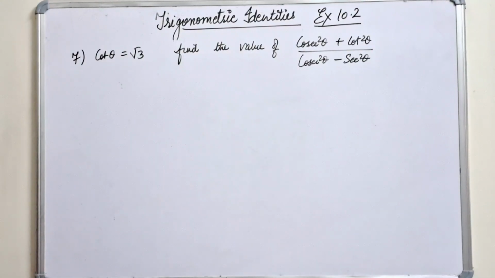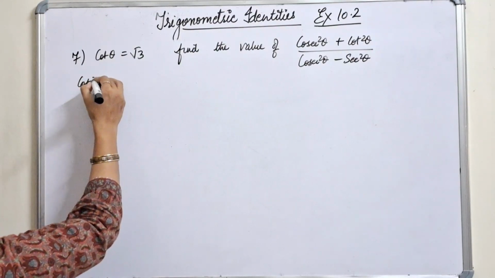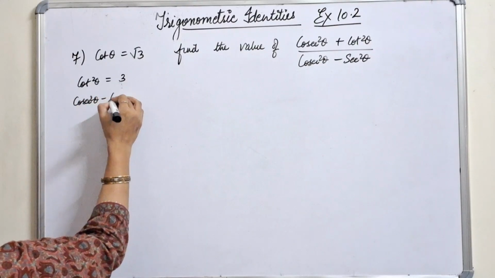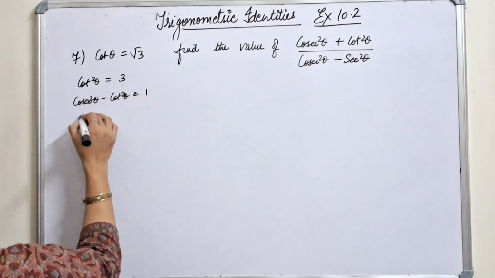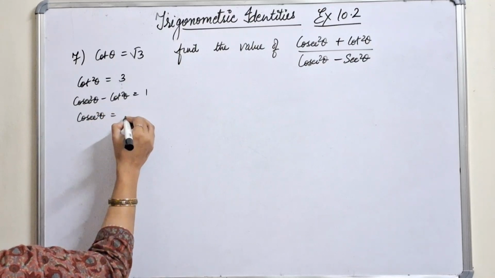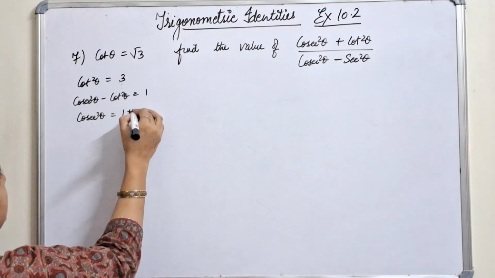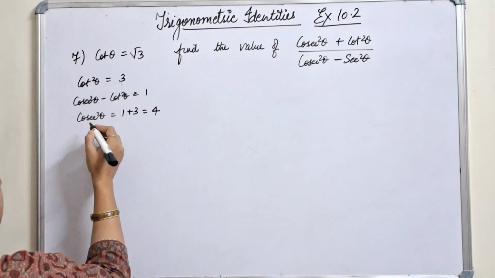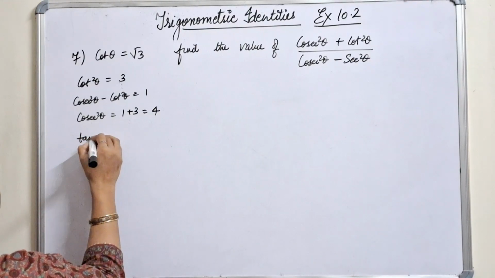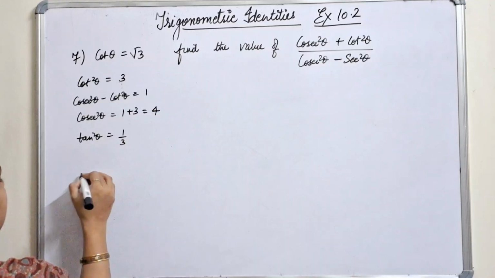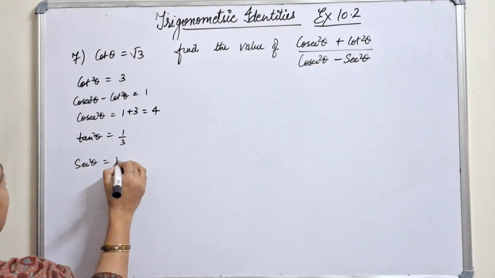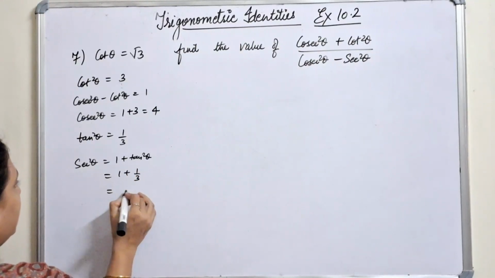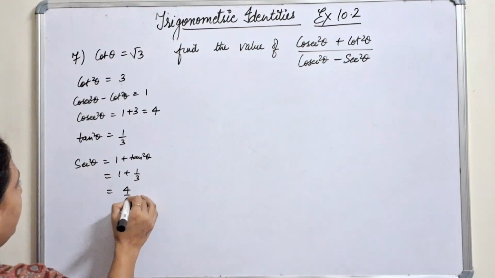See again, cot theta is given to you. So we require the value of cot square theta, that will be 3. And cosecant square theta minus cot square theta is equal to 1. So cosec square theta will be 1 plus cot square theta, that is 1 plus 3, and that is 4. And sec square theta, how will you find? We'll get the value of tan square theta is 1 upon 3 and sec square theta is equal to 1 plus tan square theta. So it will be 1 plus 1 upon 3. So the value will be 4 upon 3.